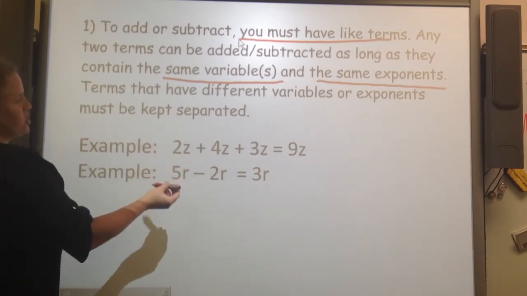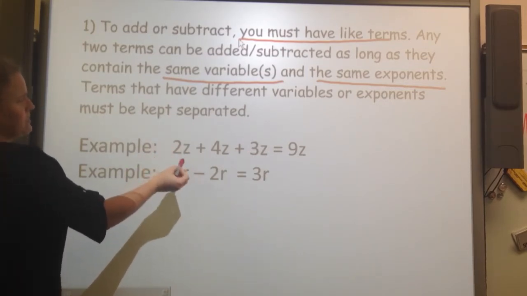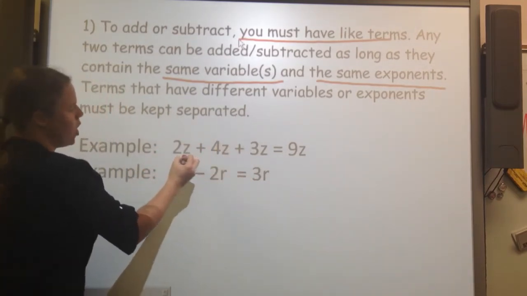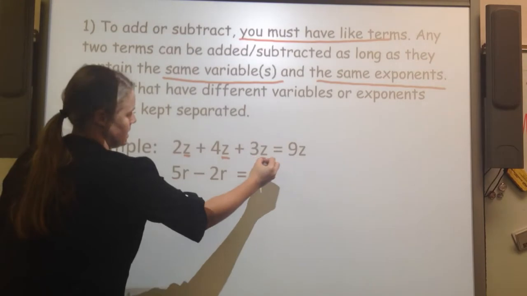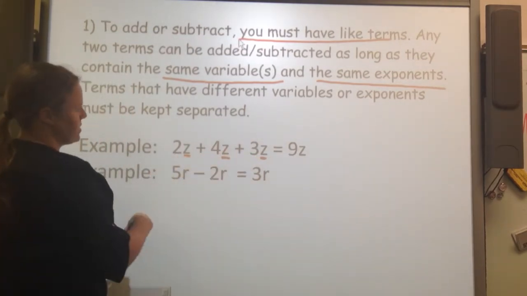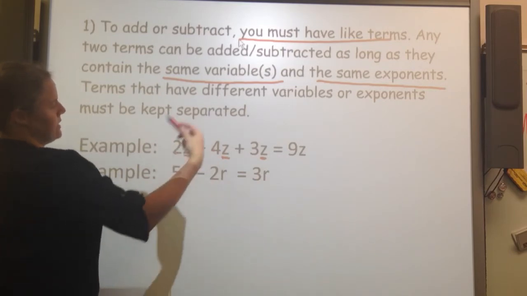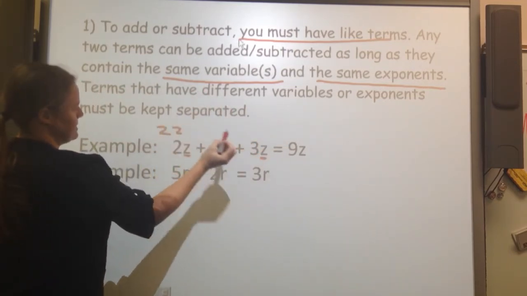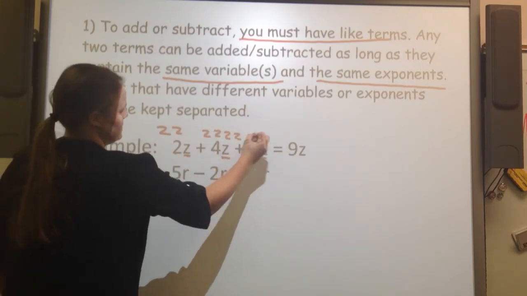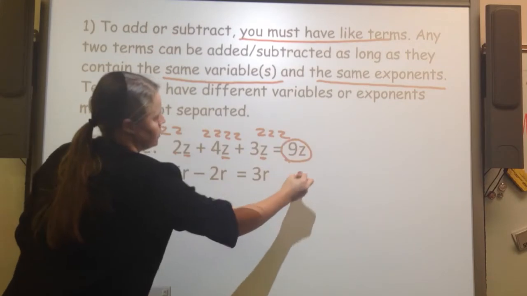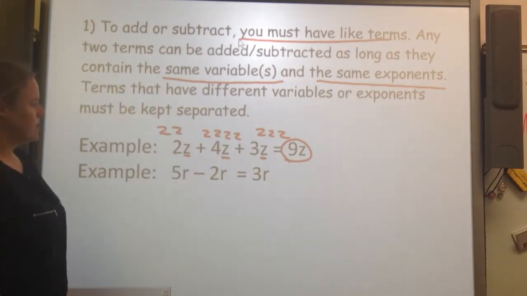So in this expression, we have 2z plus 4z plus 3z. Well, since they all have a z and just a z, we can add those coefficients together. So 2 plus 4 is 6, plus 3 more is 9. So it's as if I was doing z, z, z, z, z, z, z, z, z. And all of these z's together are 9 z's.